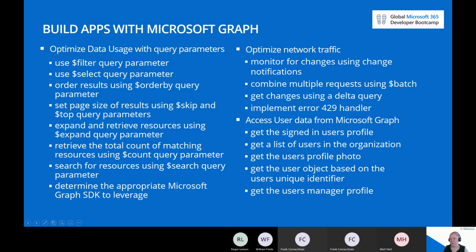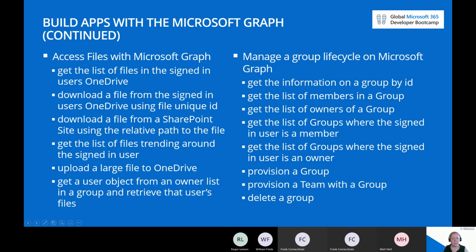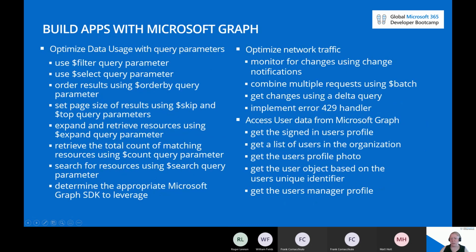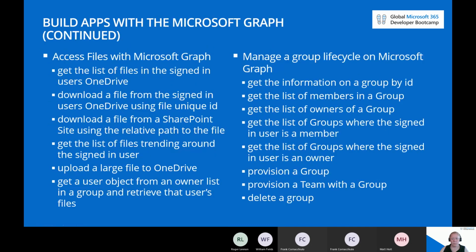Again, from Microsoft Graph, accessing user information, files, and group life cycles. Those are the three things you're going to focus on: files, people, and group life cycle. I didn't feel like there was a whole lot in terms of emails, Exchange, calendar, stuff like that. There's some, but again, this is just focused on what's in the objectives.